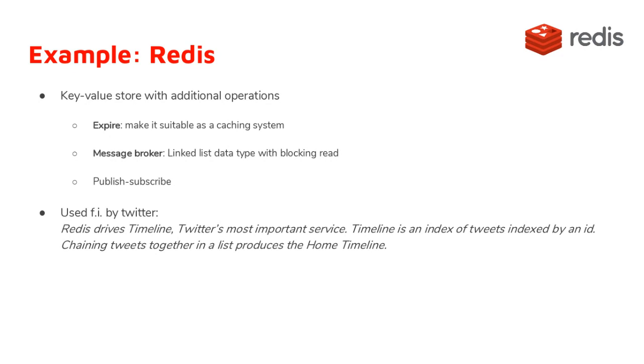So Redis is used by Twitter. And here's a quote from Twitter, because most of these internet companies are quite transparent in the type of technology they use or indeed develop. Redis drives the Twitter timeline, and a timeline is an index of tweets indexed by an ID. These are stored in Redis, and you can gather those tweets together to produce a timeline. So that's how Twitter actually uses Redis.